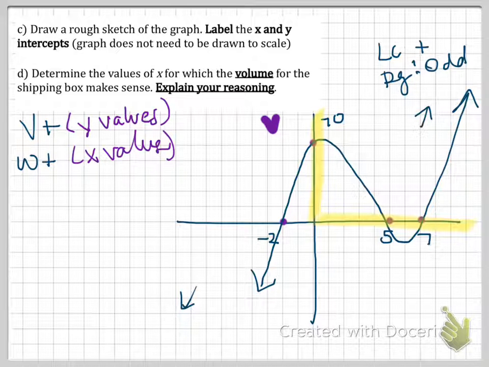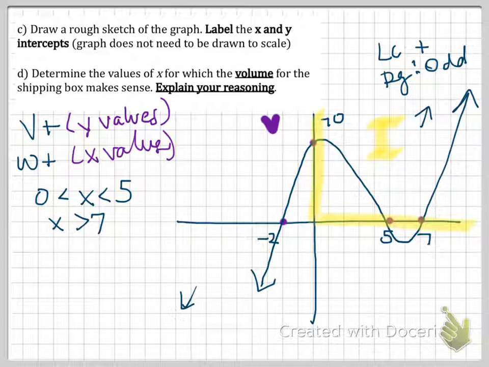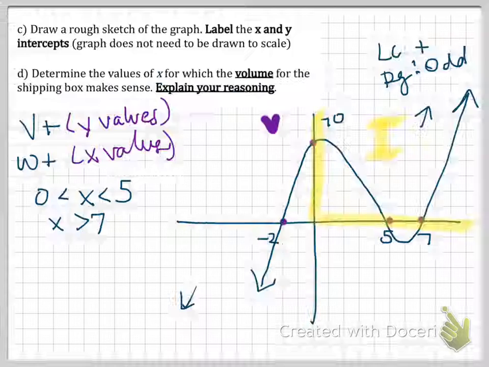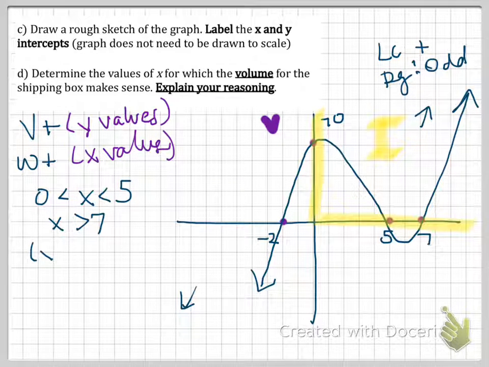So we're looking at anything in quadrant 1. Okay, so x has to be greater than 0, so it's between 0 and 5, or x could be greater than 7. So those are all the possibilities. Now, of course, we have to plug it in to see which ones work. So let's take a look at the factored form here. So we have x plus 2, x minus 5, x minus 7, and we want to know what values we could use.